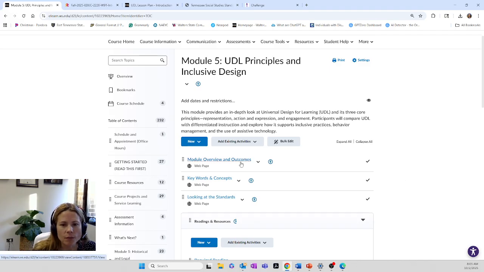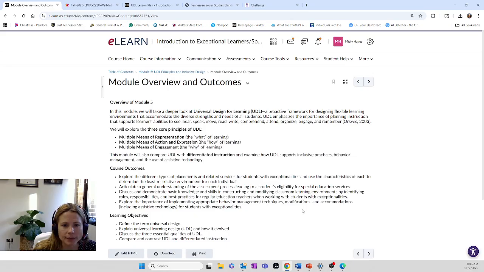So if we look at the module overview and outcome, we're looking at the three core principles. Now, there are multiple principles of UDL. There are 7, I believe, but we're looking at the core principles, which is going to be representation, which is called the what of learning, multiple means of action and expression, which is the how of learning. And then we have the multiple means of engagement, the why, right?